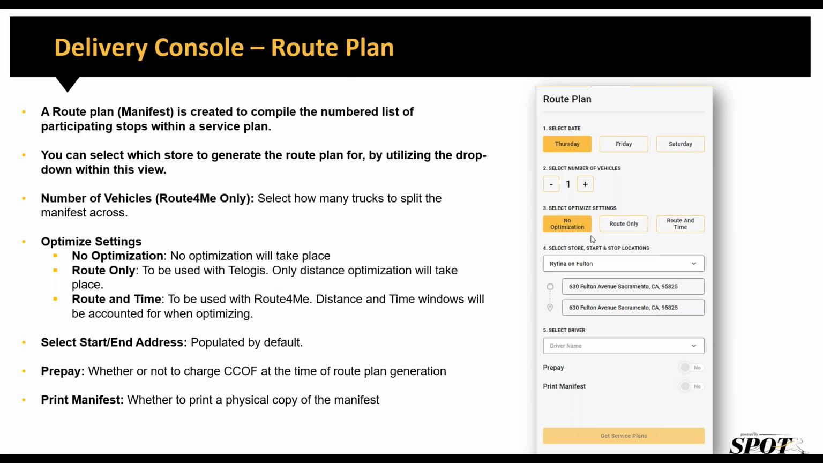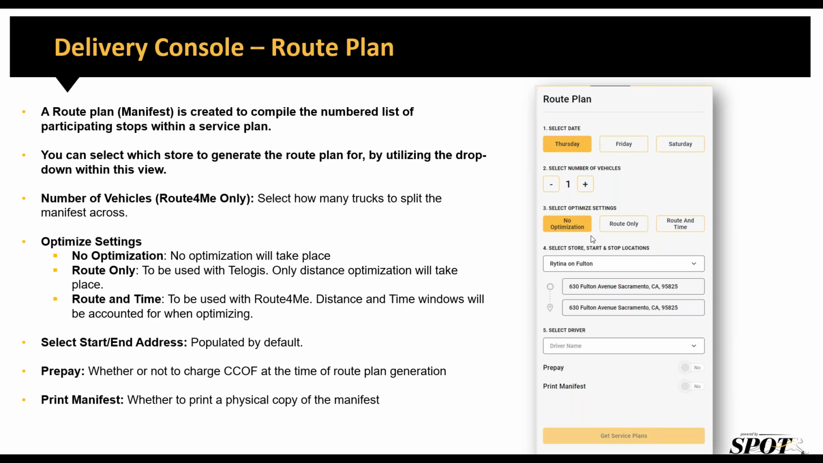Route for Me gives you an additional option, route and time. And what that is used for is that if you wanted to create service windows that are dependent on time, let's say if you wanted to have all your pickups for today to be done in a morning slot from 8 a.m. to noon, and then all your deliveries from noon to 5 p.m., then you can do that by selecting route and time for your optimization settings when you're running your manifest. Again, this route and time option is only available with Route for Me.